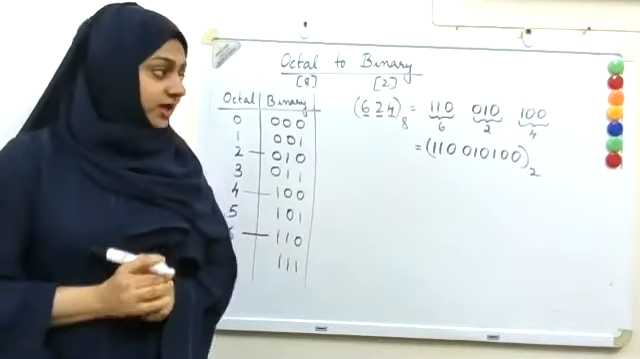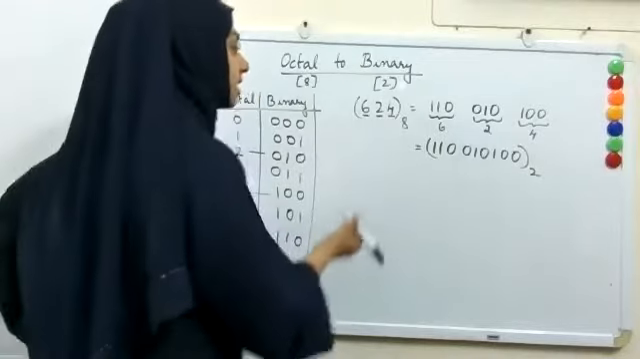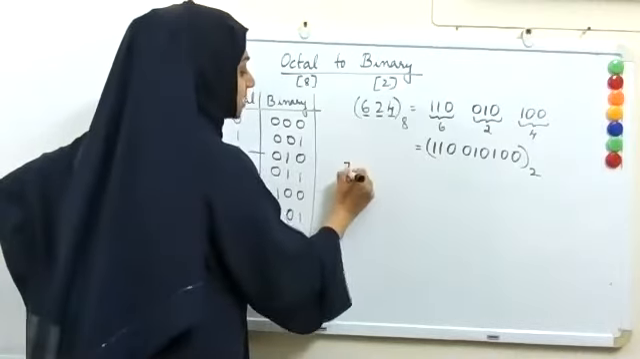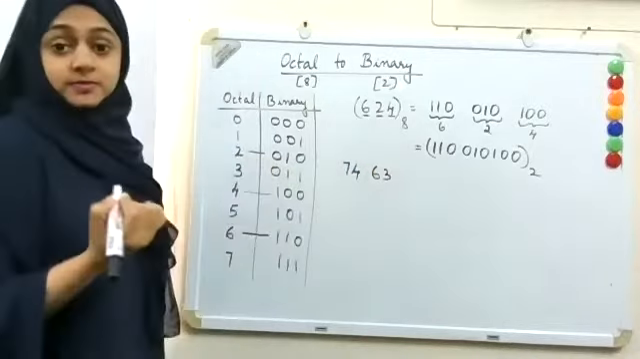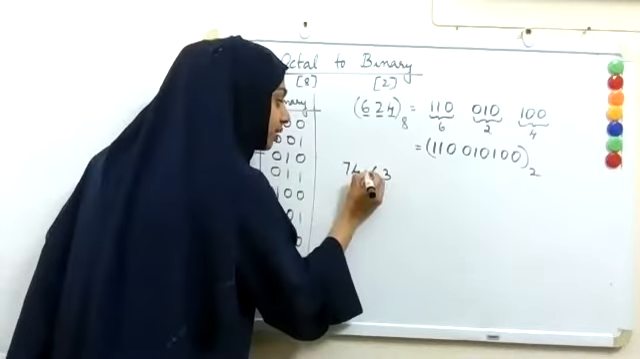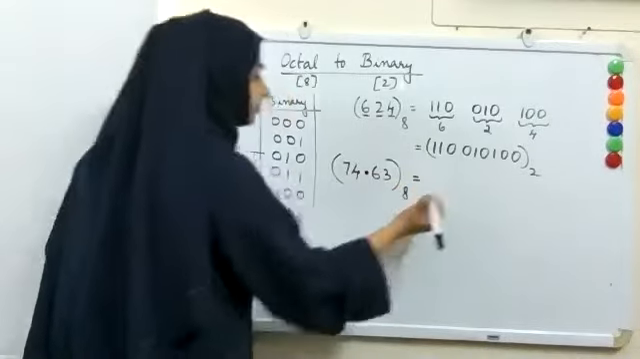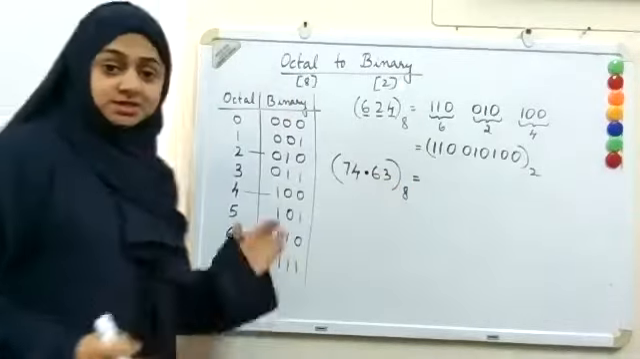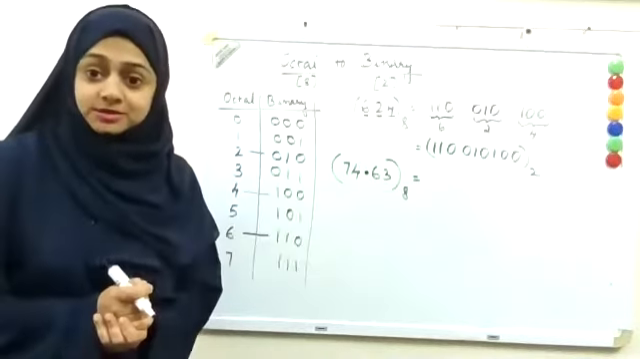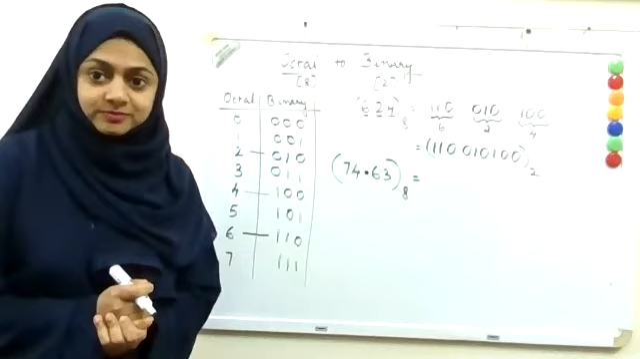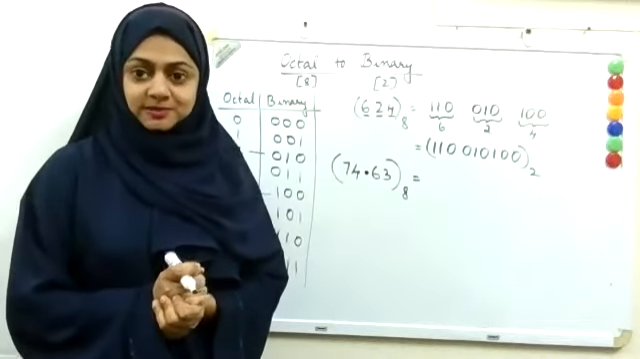Okay. Now let us see what if there is a point. So let me take another octal number, 74.63. This is an octal number with a point, and let us see how we will convert it to binary. This is simpler, right? Is it simpler to convert octal to binary or octal to decimal?